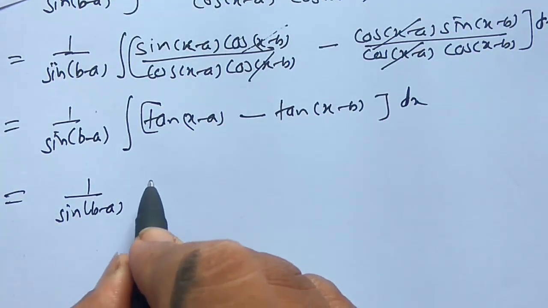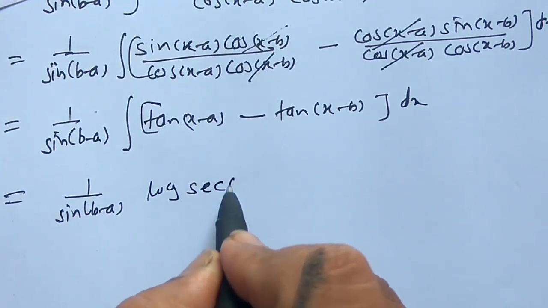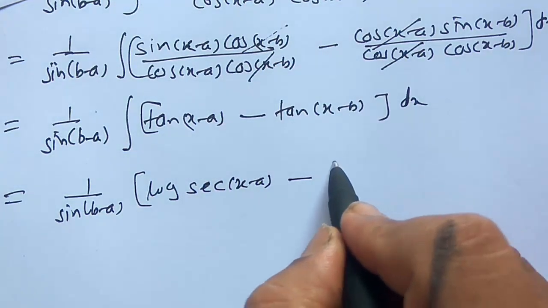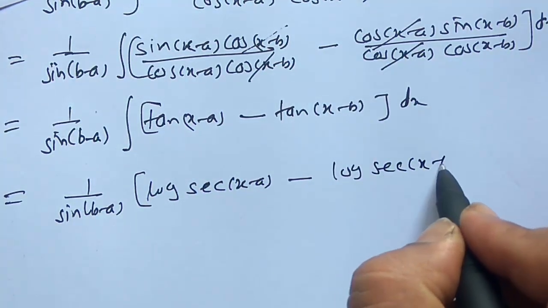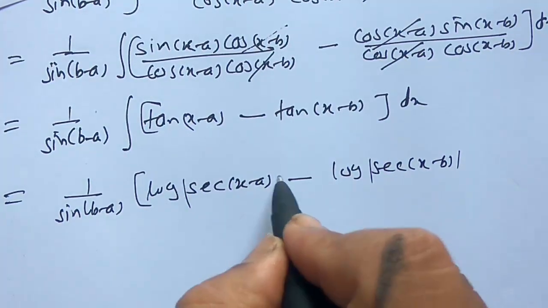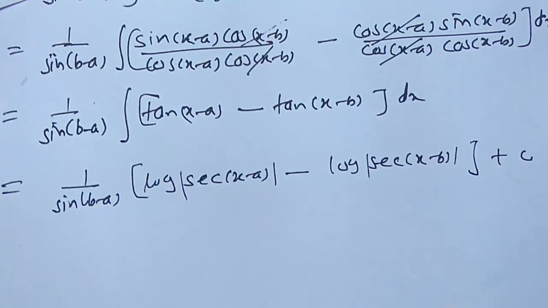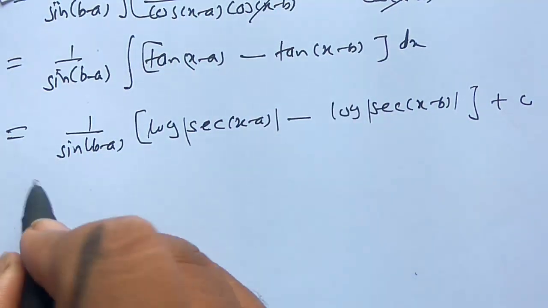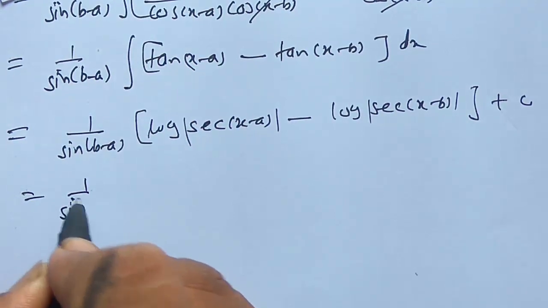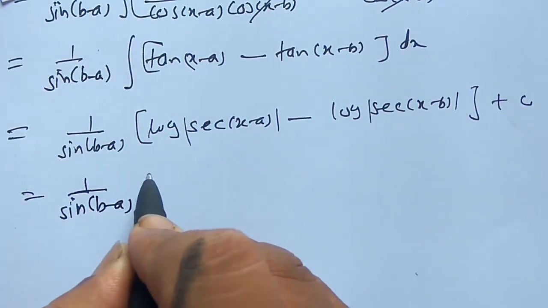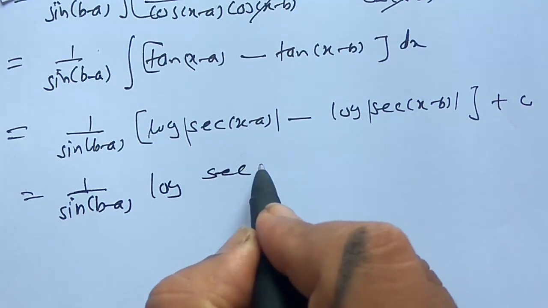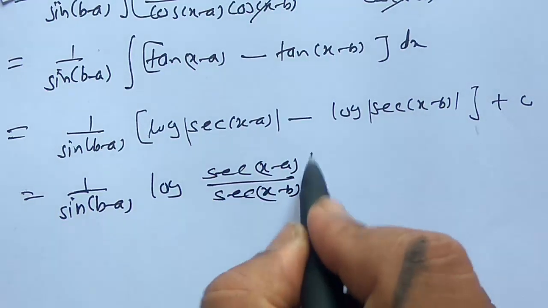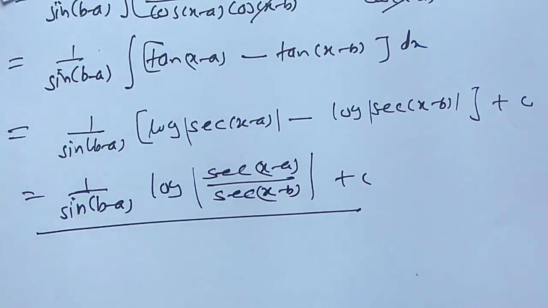This is equal to 1 upon sin of (b minus a). Integration of tan is log of sec of (x minus a) minus integration of tan is log of sec of (x minus b) plus c. So, log m minus log n is log of m upon n. So, this is 1 upon sin of (b minus a) log of sec of (x minus a) upon sec of (x minus b) plus c. So, this is the answer.